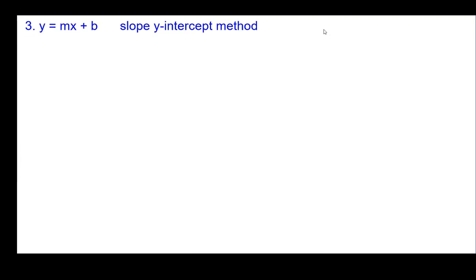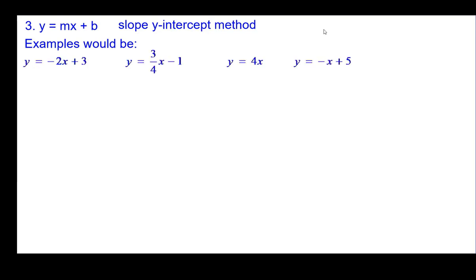Third, an equation in the form y equals mx plus b, m times x plus b. This is called the slope y-intercept method. So examples of equations in that form would be these. The example we're going to do is y equals negative 2/3 x plus 1.